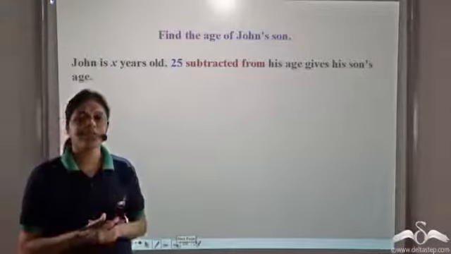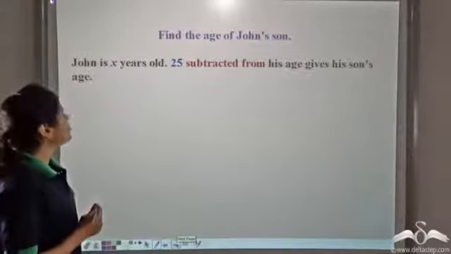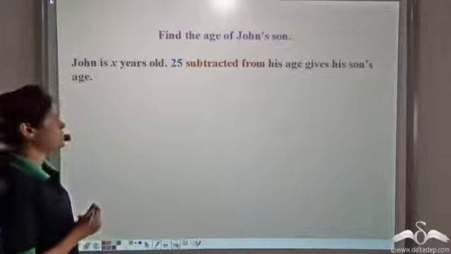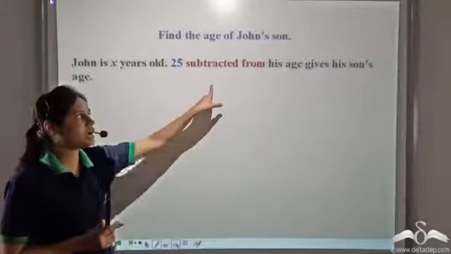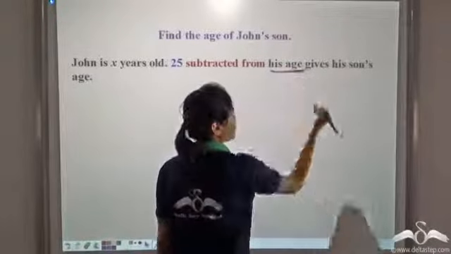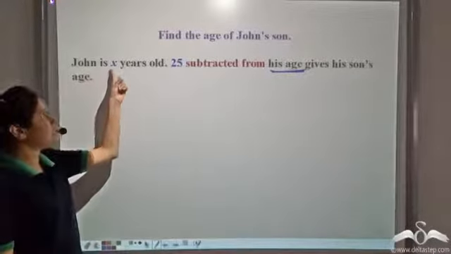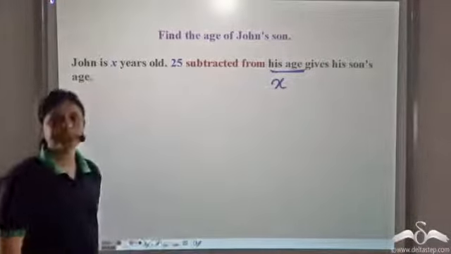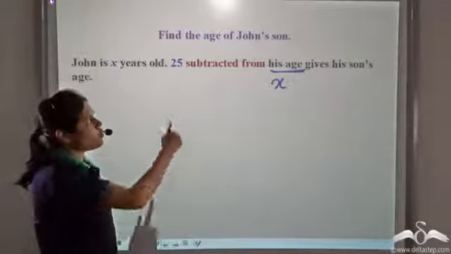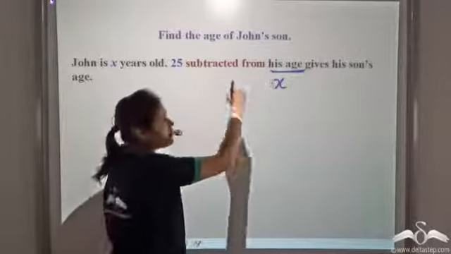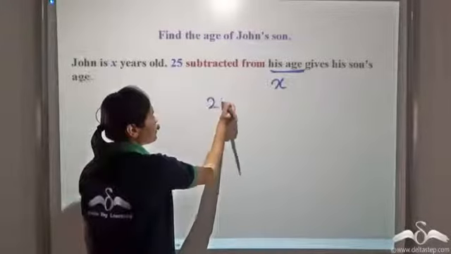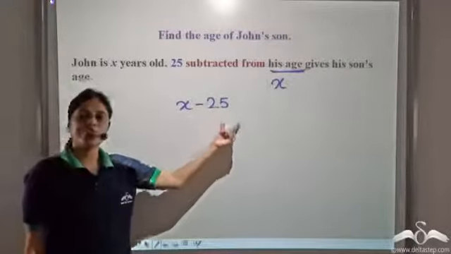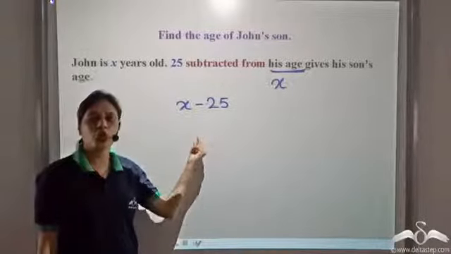Now we need to find the age of John's son. John is x years old. 25 subtracted from his age gives his son's age. So we have 25 subtracted from his age, and it is given that his age is x years. So 25 subtracted from x gives his son's age. So we need to subtract 25 from x. X minus 25. This is the age of John's son.